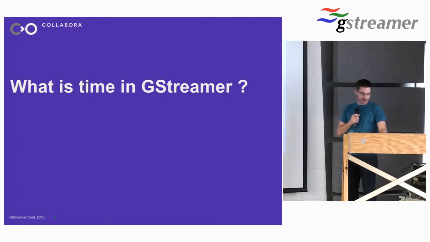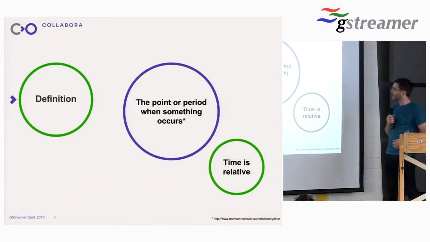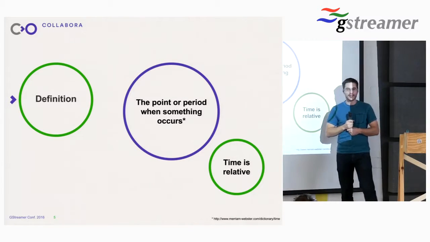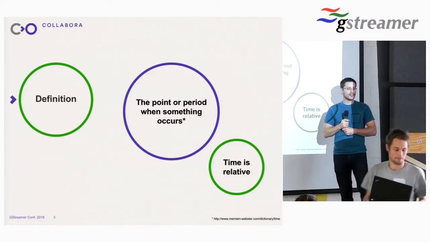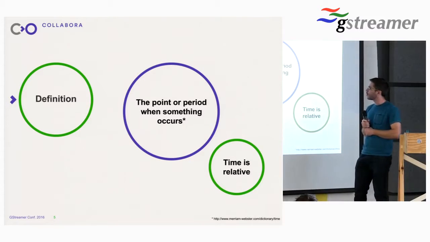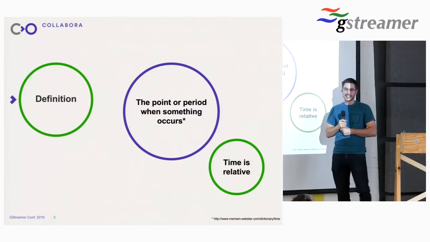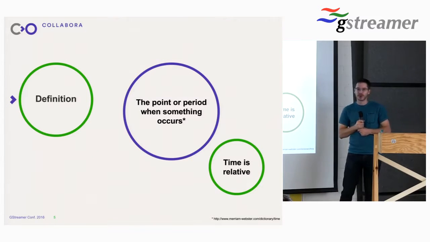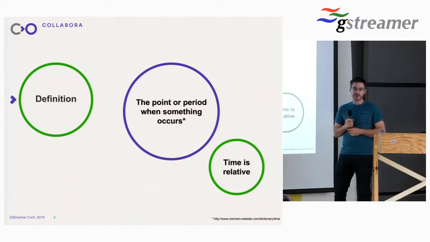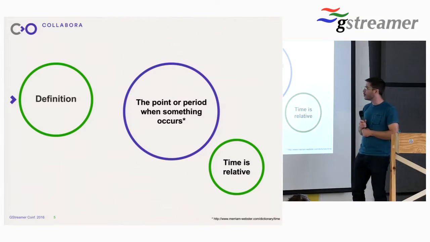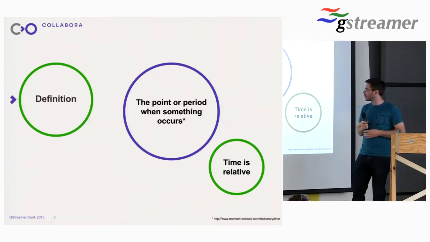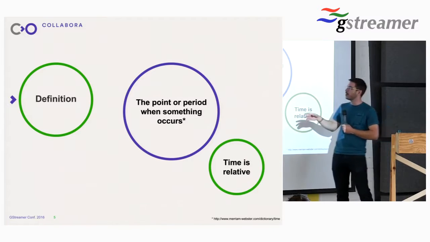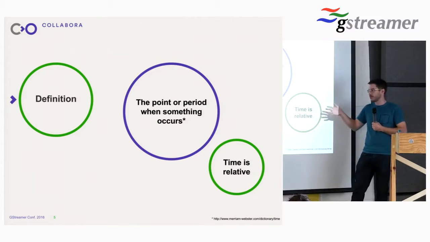So let's start with what time is. I picked a definition. There are hundreds of definitions of time out there, so I could have picked any one, but this one was very short, simple, and it covers the use cases in GStreamer: the point or period when something occurs. That's pretty much it. What occurs while we're playing back audio and video, or displaying subtitles. It could be a point or a period. So the duration is a period, and a timestamp is a point. I think it fits well, except that it doesn't mention that time is relative.